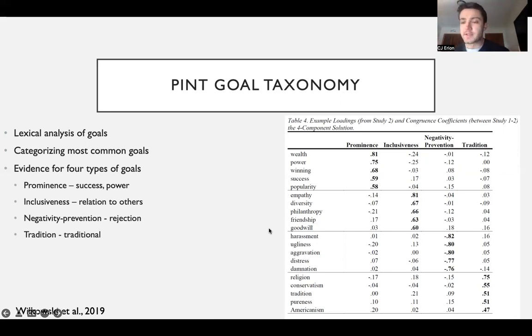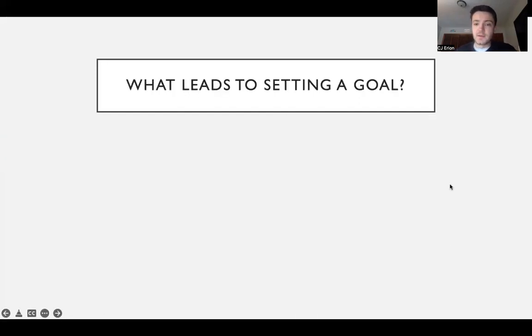There are prominent goals, including things like success and power. We have inclusiveness goals, which gets at that relatedness need that we've talked about in the past. There was a negativity prevention category as well. This is more along the lines of avoiding the rejection of others. And then finally, there was a traditional category. I don't know how else to summarize that one, but that's the fourth category here, including various religious goals, pureness, things like that.